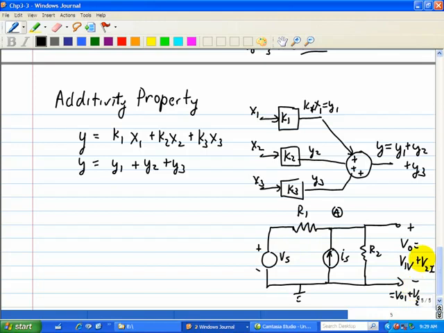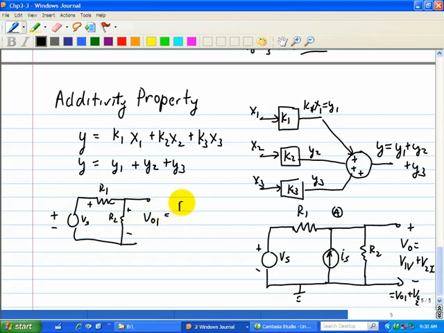So with VS, when we remove IS, that means it has infinite resistance, so we can remove it. Redrawing this with VS, we see that R1 is in series with R2. So this is VO1 due to this voltage source, and that's just simply the voltage divider, R2 over R1 plus R2 times VS.